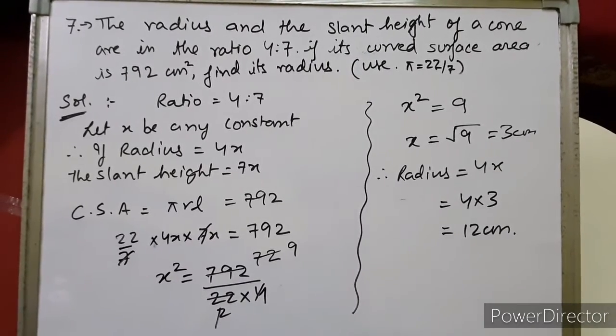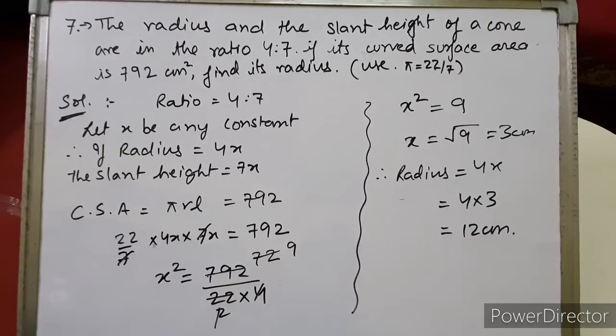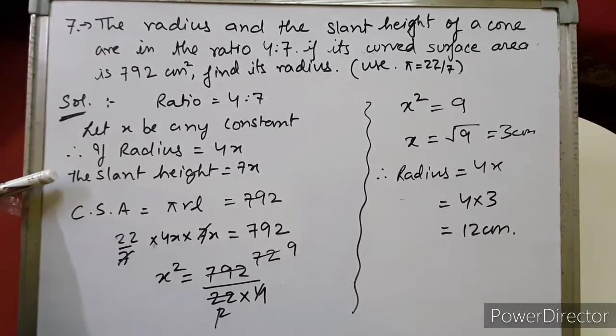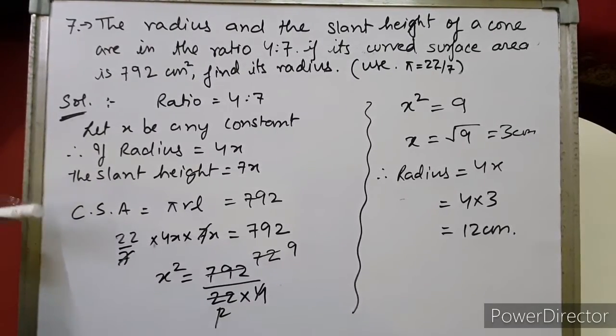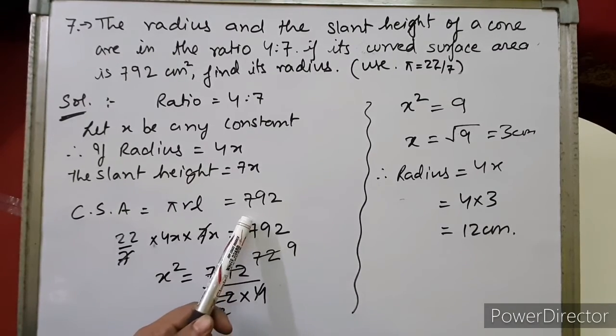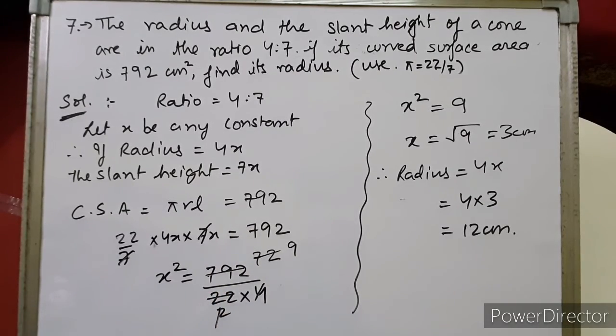Now ratio is given 4:7. So we'll assume let x be any constant. So if radius equals 4x, then slant height will be 7x. Slant height is represented by L. The formula of curved surface area is pi RL. The curved surface area of the cone is given as 792 centimeters square. So if we substitute the values, R is 4x and slant height L is 7x.